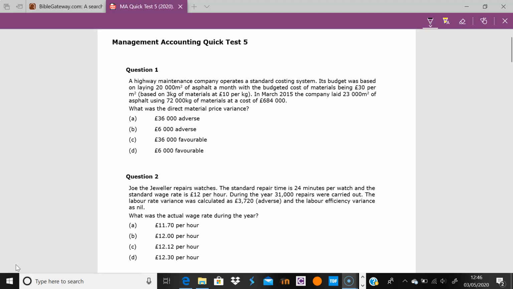So this idea or this plan of 20,000, this is what it was based on. But when we really want to look at what actually happens in the factory, we don't consider what's going on here. This was an original budget. We need to focus on actual activity. That's really the important thing here. What was the actual activity? The company actually laid 23,000 meters of asphalt. So that's what we're really focusing on.